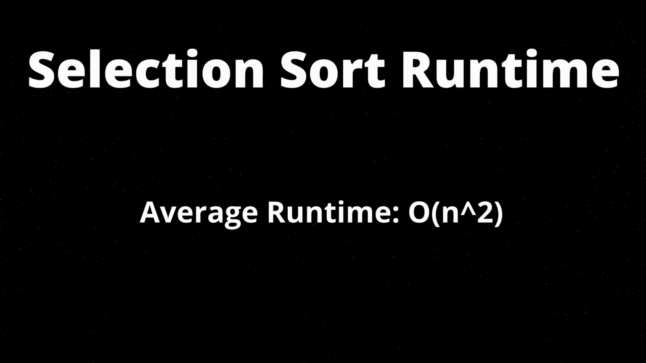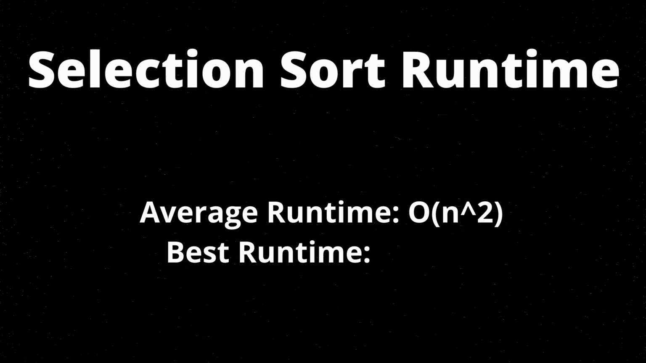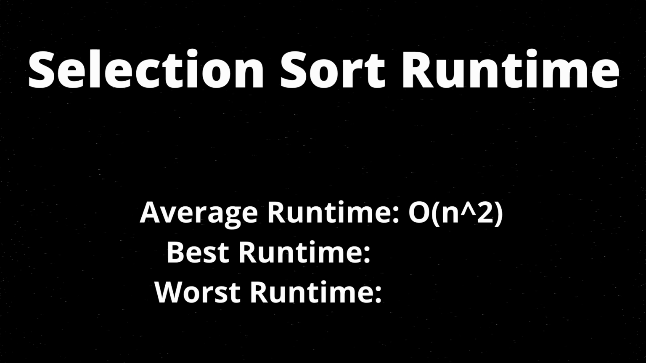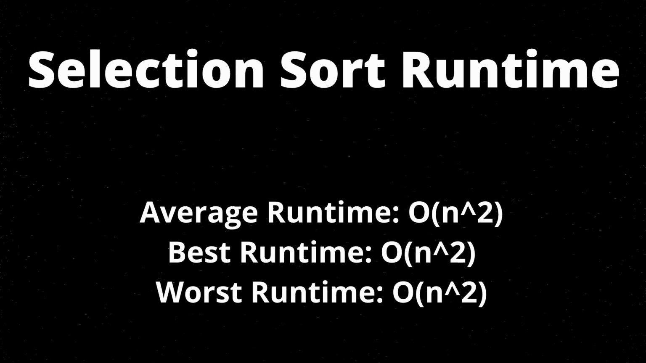For sorting algorithms, it's usually useful to consider the best case and the worst case runtimes based on the data given. For example, if the array is already sorted, some algorithms are O of n. However, selection sort does exactly the same steps regardless of what the input data is, so the average runtime is the same as the best and worst cases. Therefore, the best, average, and worst case runtimes for selection sort are O of n squared.